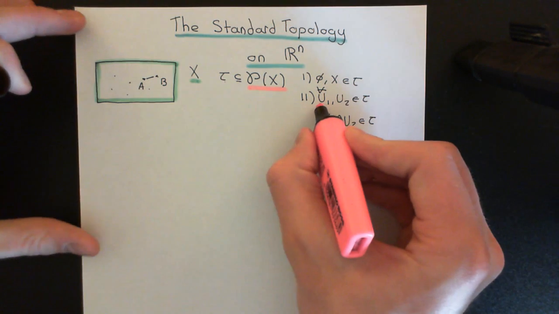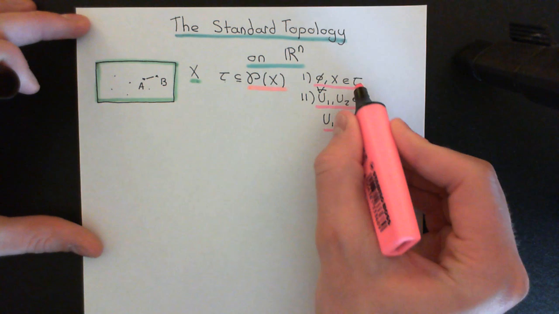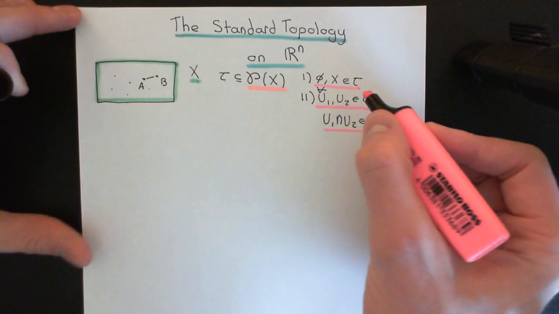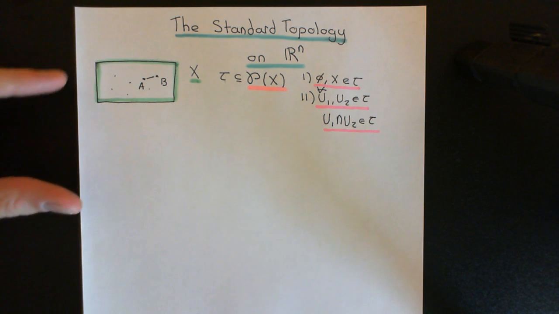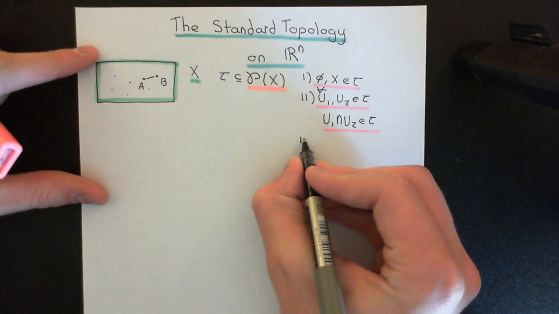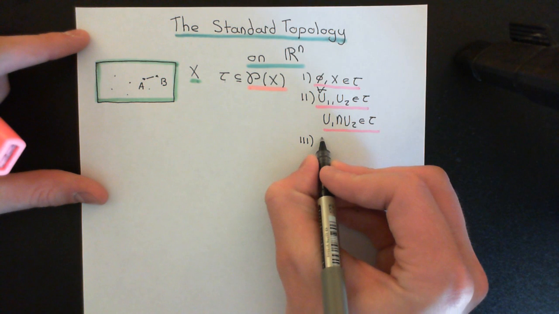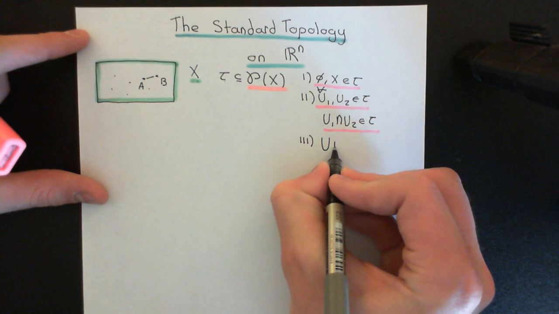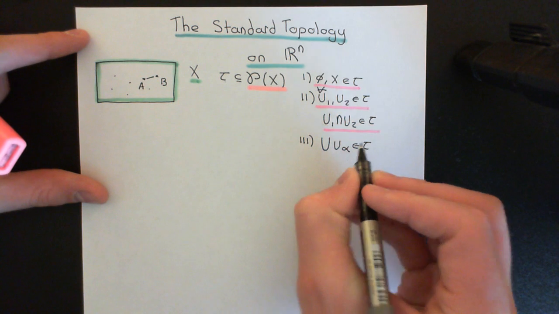So that means that you have to pick the elements that are going to be in your topology very carefully, because as soon as you have two elements put into the topology, it has to also be the case that any intersection of those two elements also has to be in the topology. Okay, so you have to define this thing very carefully. Axiom number 3 then, the final property, says that you can union together an arbitrary number of sets from the topology and you will still end up with another element of the topology.